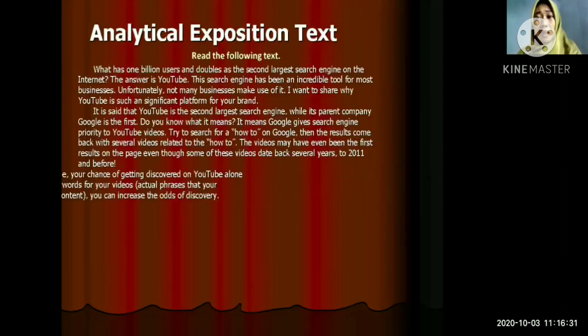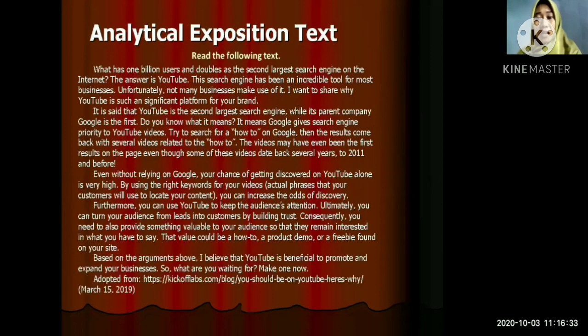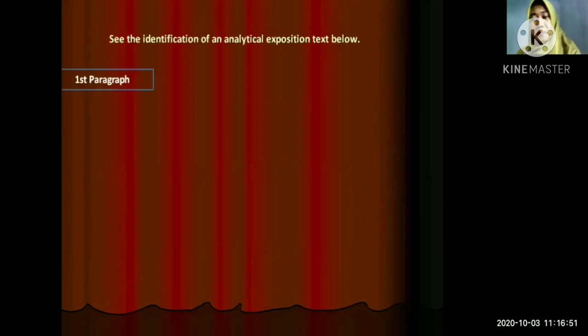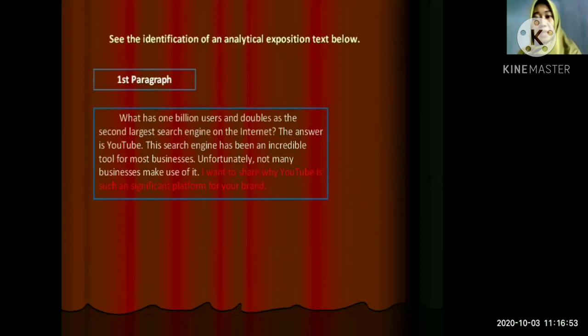Okay, this is an example of analytical exposition. The first paragraph is called thesis, and then the second, third and fourth are called arguments, and then the last paragraph is called reiteration. This is the detailed information about the first paragraph.